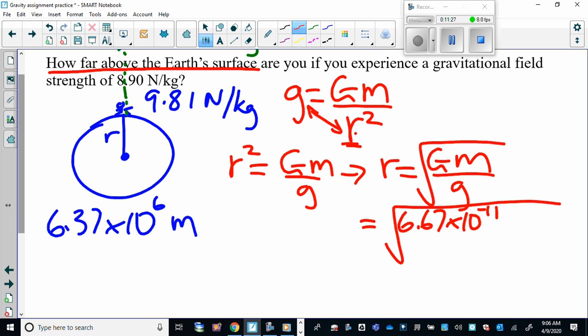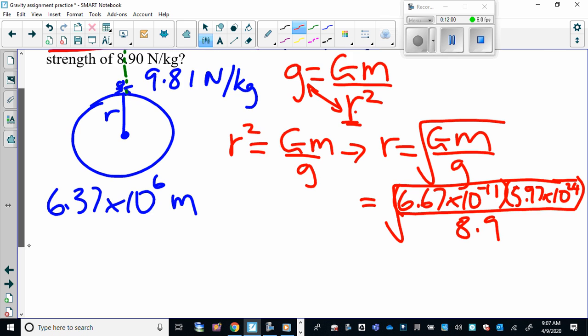6.67 times 10 to the negative 11. You need the mass. The mass of what? Always the mass of the Earth, the mass of the object that you are referring to. That's 5.97 times 10 to the 24 kilograms divided by a little g. Now, what's your little g now? It's going to be the 8.9, because that's the gravitational field strength that you're experiencing. So stick all that in your calculator.